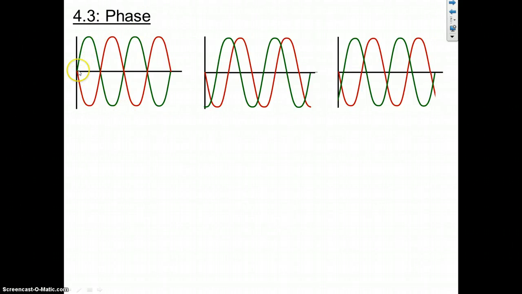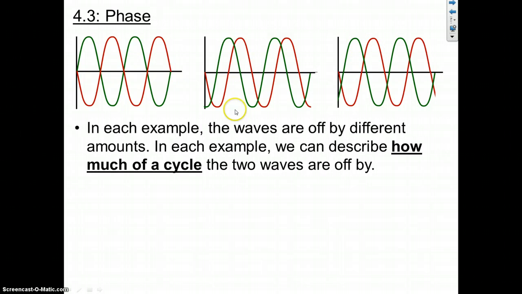If you see something like this, the green object and the red object are mirror images, right? That means that they are completely out of phase because they make a mirror image. But there's a different shift, you might say, between the two curves. And here there's an even different shift from the other two between the two curves. Right? So in each example, the waves are off by different amounts. And in each example, we can describe how much of a cycle the two waves are off by. And that's what we're going to learn how to do.